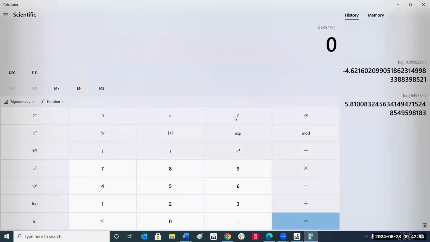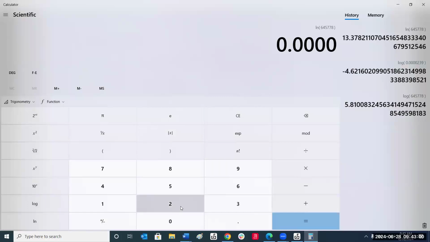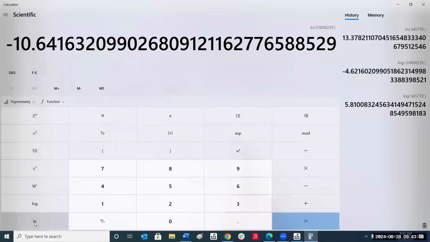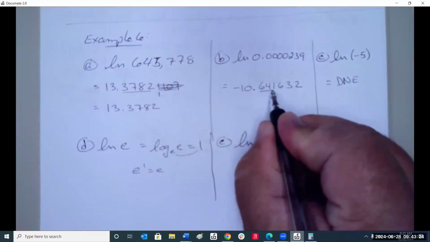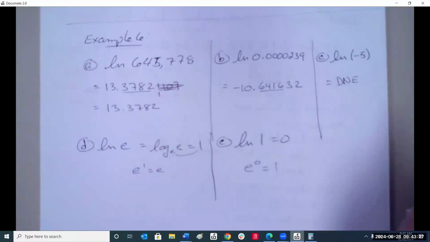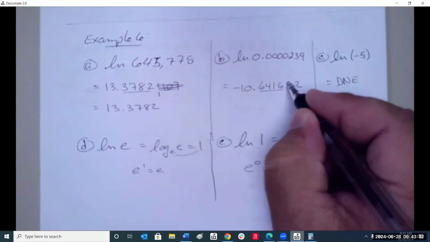And then the last one is 0.0000239 ln, -10.641632. 1, 2, 3, 4. So do we drop the last ones or keep or raise it? Right, because the 5th one is 3, so just drop it.